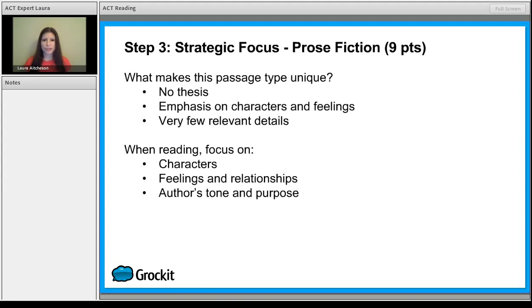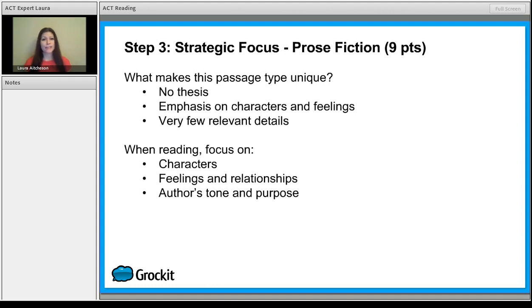For prose fiction, these are really unique because there's no thesis. So if you're planning on tackling this one first, it's going to be because you're really good at it and you're okay with there not being a thesis. In addition, you're going to have to keep track of characters and their feelings, and there are very few relevant details. You're not going to see names, dates, people, places.